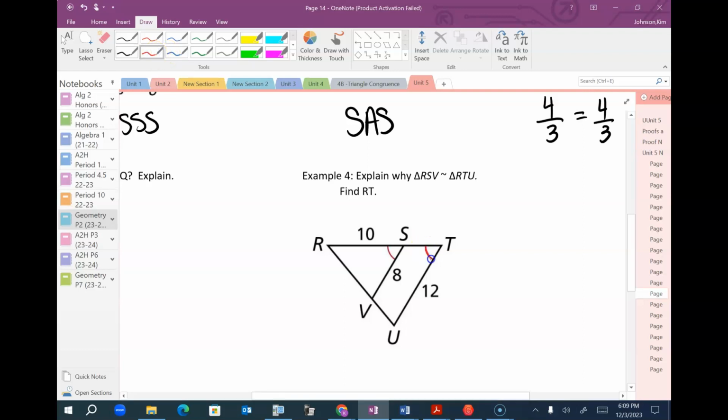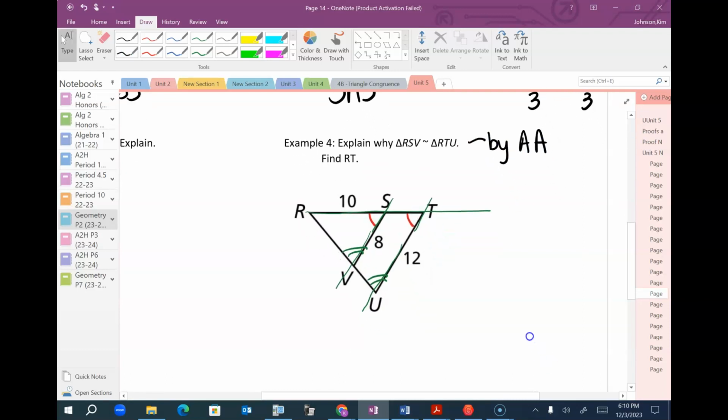If I look at this, these angles are the same, which tells me that these lines must be parallel, right? And if these lines are parallel, then they're going to be parallel down here as well. So these angles must also be congruent. So I know that triangle RSV is similar to triangle RTU by angle-angle theorem and my use of parallel lines. Now I'm going to use that to find the measure of RT.